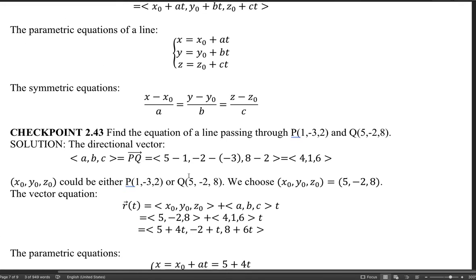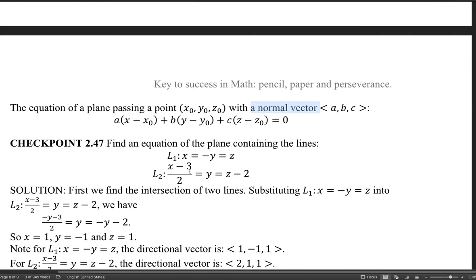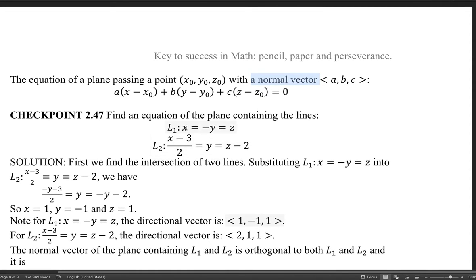I'm seeing the equation given for line 1 and line 2, each in the symmetric form. So there's no denominator. Indeed, you should consider this as x over 1, y over -1, z over 1. So I'm having the directional vector as 1, -1, and 1. And similarly, for the second line, line 2, I'm having the directional vector as 2, 1, and 1. So we are having two directional vectors.